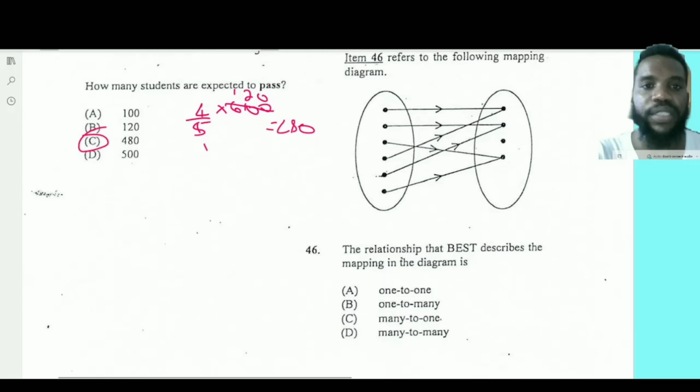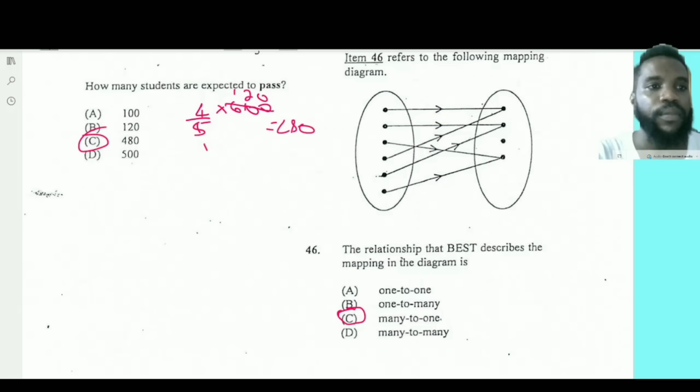Moving to question 46. Item 46 refers to the following mapping diagram. The relationship best described in the mapping diagram is, let's see what's going on here. You have these two going to that, these two going to that, and these two going to that. So it's basically many going to one, a many to one relation in this case.